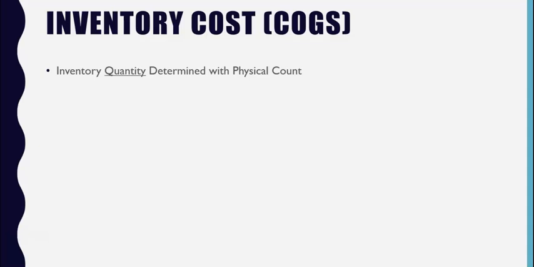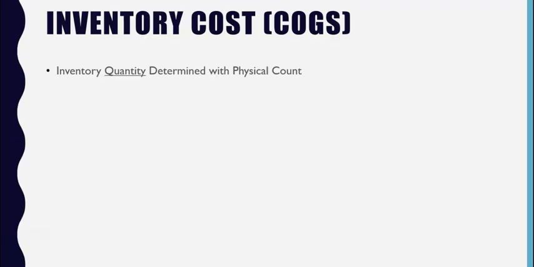We know that inventory quantity is determined with a physical count at the end of the period. Employees or auditors actually go out and count the different items of inventory that are in the warehouse or on the store shelves. But how do we determine inventory cost? What is the cost of that inventory left in the warehouse or on the store shelves at the end of the period? What is the cost of the inventory that was sold?